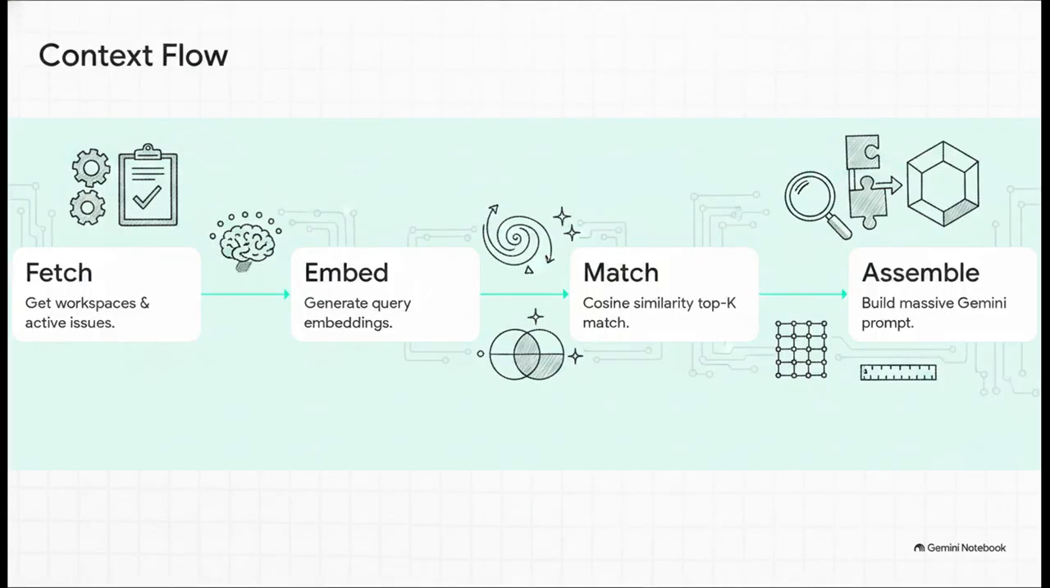When you submit a task, VME fetches your active workspace issues and generates query embeddings using Google's text embedding models. It then performs a cosine similarity match, which is basically finding the mathematically perfect match in your vector store of saved skills. By doing this, the system dynamically injects your highly specific coding guidelines into the agent's prompt right when it needs them, without permanently bloating your 1 million token limit. It is an incredibly efficient assembly flow.